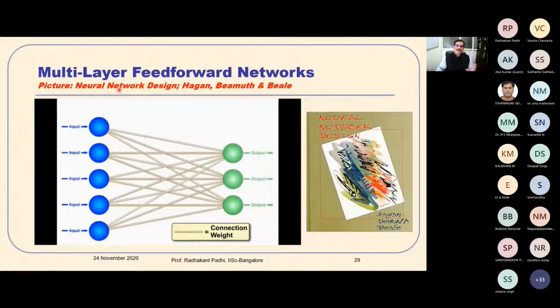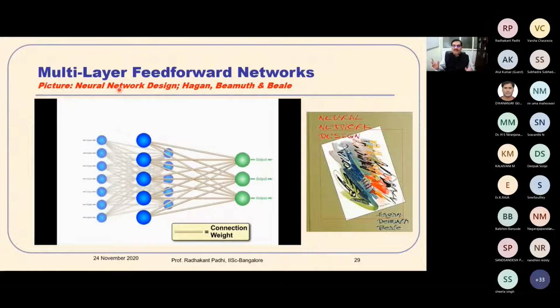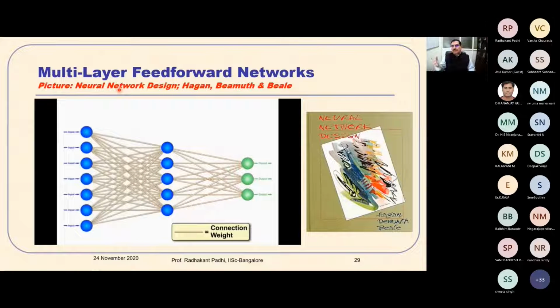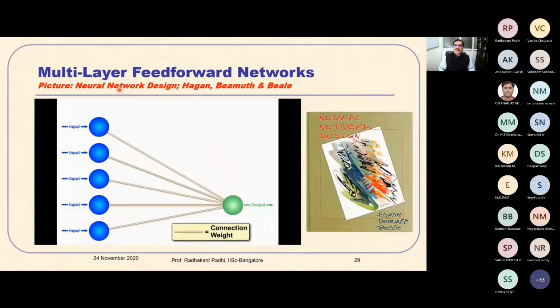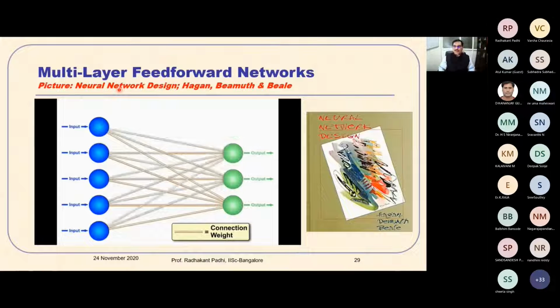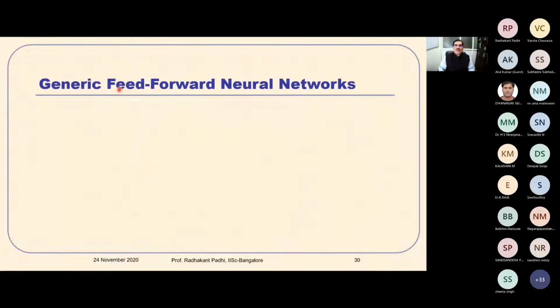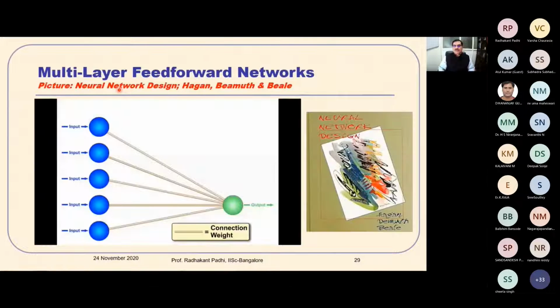And one of my favorite textbooks in conventional neural networks happens to be this one. This was my textbook also when I was a student. The concepts are very nicely written, in my view. So those of you who are new to neural networks, I probably recommend this book as well. Okay, so what are generic feed-forward neural networks then?